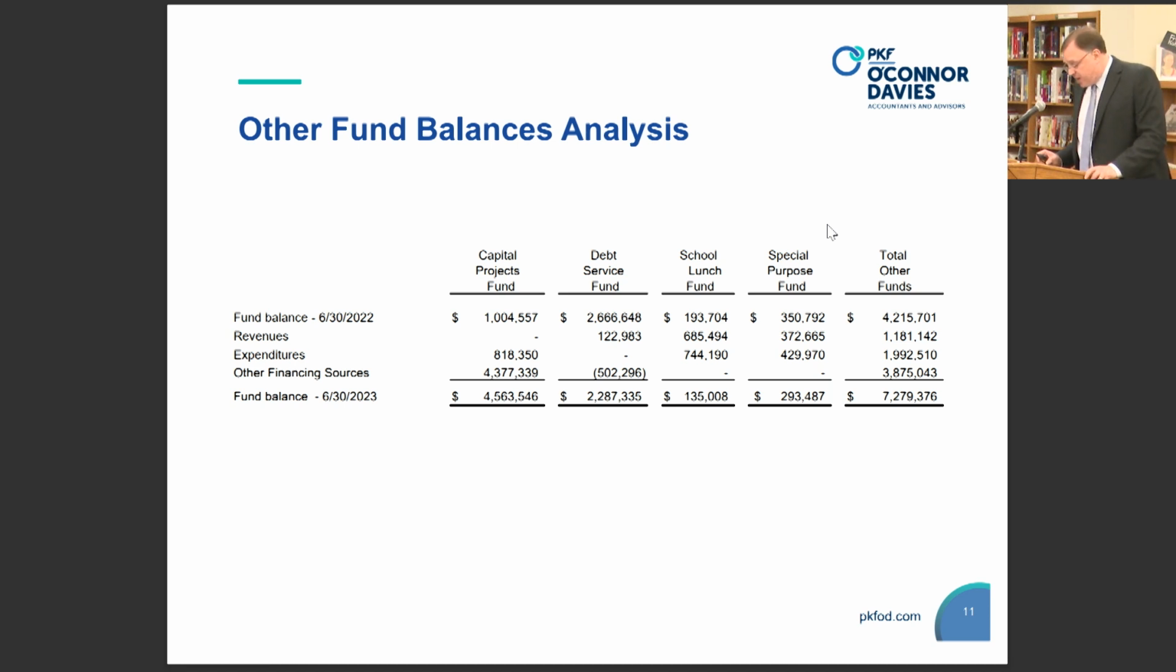Your debt service fund has $2.2 million in it. That's money that is either unspent capital money that was bonded or interest earnings on capital, and this money can only be used to help offset future debt service payments. And then your school lunch fund, pretty normal activity for this past year. And then special purpose mostly includes the extra classroom activity funds, the ins and outs within extra classroom activities.